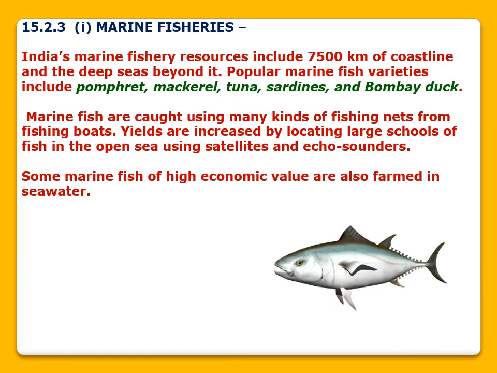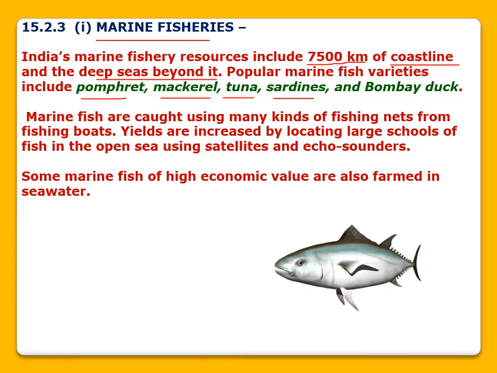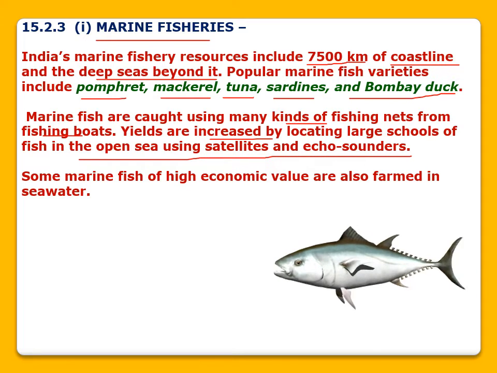At first, we'll discuss marine fisheries. India's marine fisheries resource includes 7,500 kilometers of coastline and the deep seas beyond it. Popular marine fish varieties are pomfret, mackerel, tuna, sardine, and Bombay duck. Marine fish are caught using many kinds of fishing nets from fishing boats. Catches are increased by locating large schools of fish in the open sea using satellites and echo sounders.